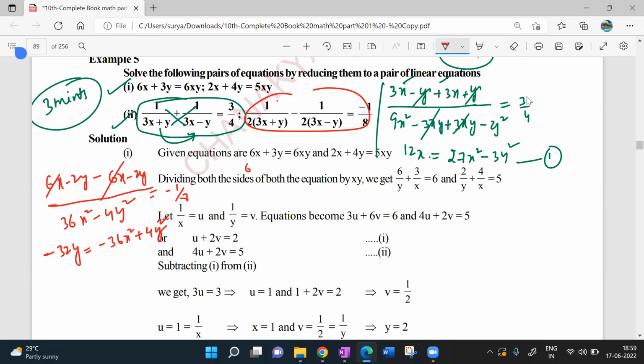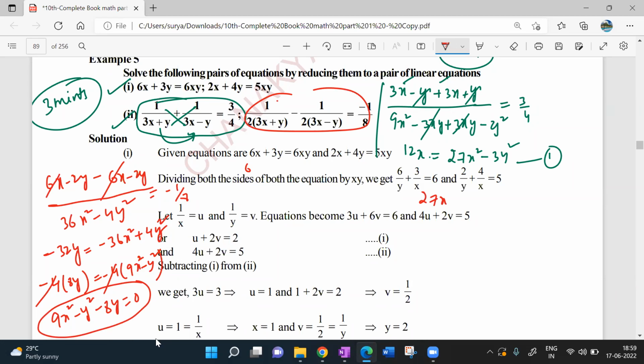Okay. Taking 4 common. Let us take minus 4 common or 4 common, anything is fine. So here minus 4 common, so 8y. Here minus 4 common, so 9x square minus y square. So minus 4 will be getting cancelled. So 9x square minus y square minus 8y is equal to 0. Okay. So here 27x square minus 3y square minus 12x is equal to 0. Okay. Perfect. Now let us take this as the first equation and let us take this as the second equation.